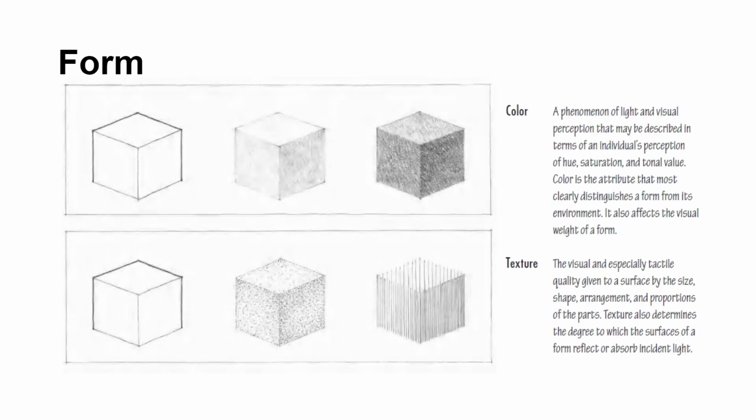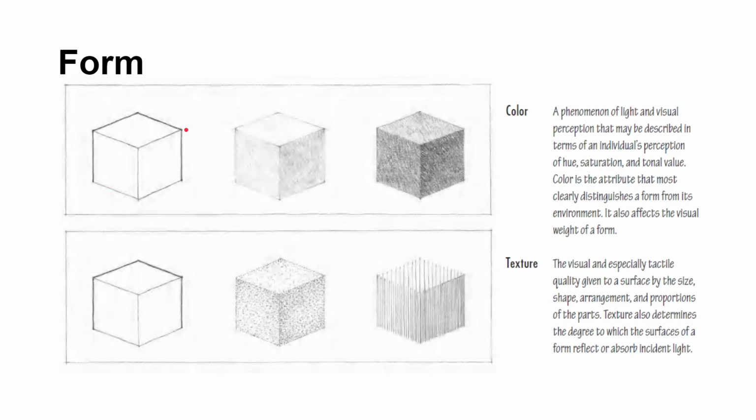So for color, a phenomenon of light and visual perception that may be described in terms of individuals' perception of hue, saturation, and tonal value. I think this will be further discussed in your visual communication with regards to the light, the color, the shade, and the shadows. So color is the attribute that most clearly distinguishes a form from its environment. It is also the visual weight of a form.